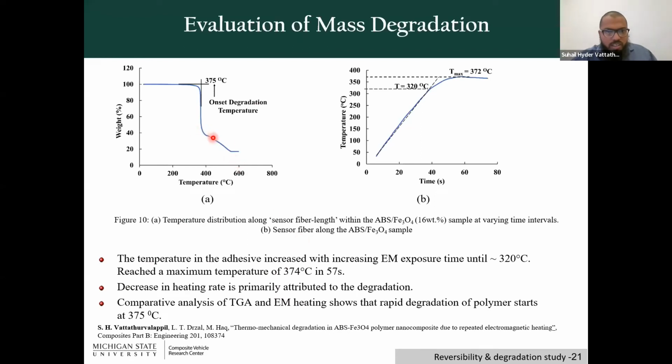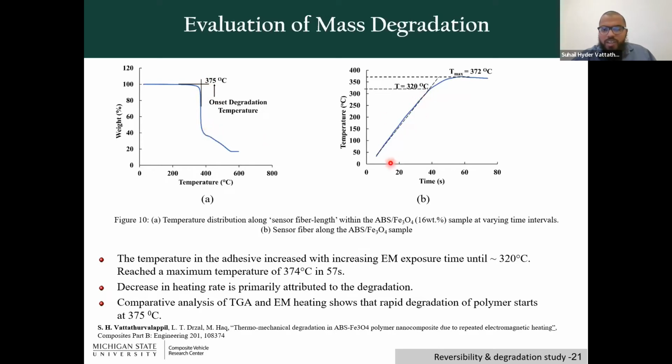So this is the TGA graph on the left-hand side. On the y-axis, you have the weight percent, and on the x-axis, you have the temperature. You can clearly see that by the time it is around 375 C, it fully started losing its weight. That means you're degrading the polymer, or this is the onset degradation temperature at which you degrade most of the polymer.